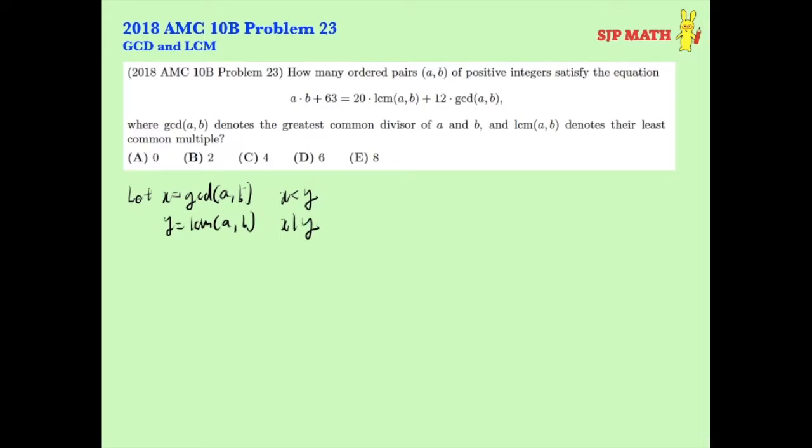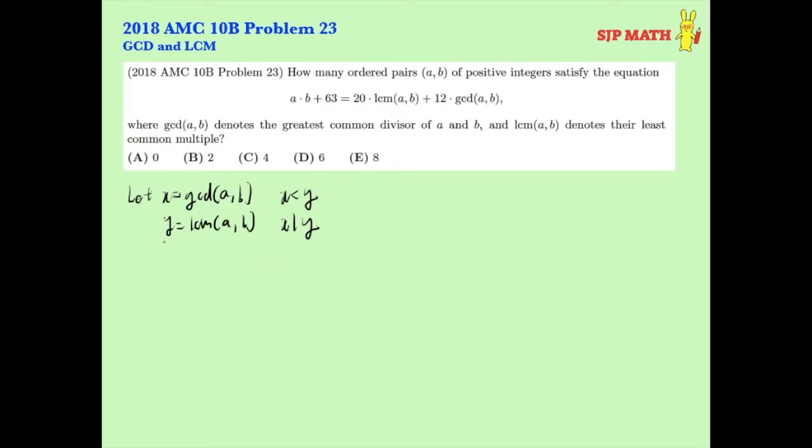And this is also obvious because the GCD is a factor of both a and b, and the LCM is a multiple of both a and b. So the GCD must be a factor of the LCM. So x must divide y. We'll remember these conditions later on when we're looking for the possible values of x and y.